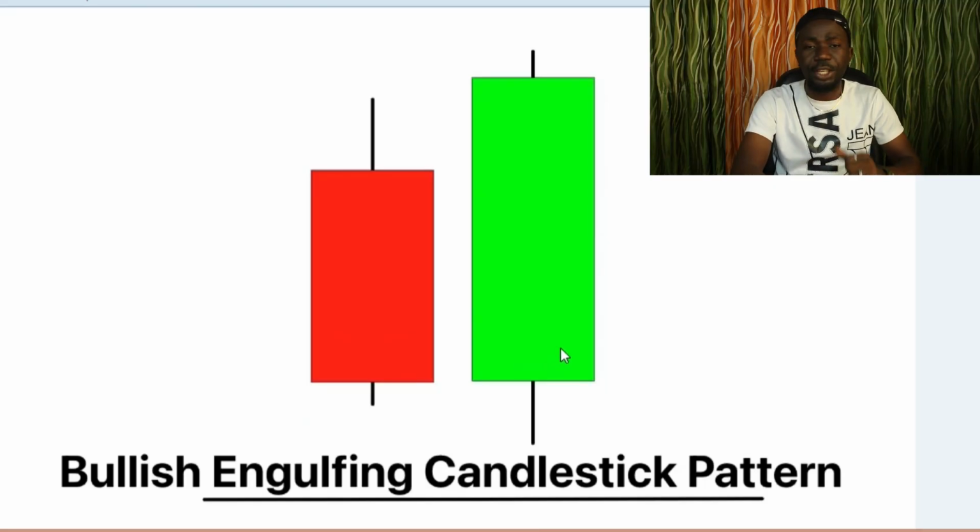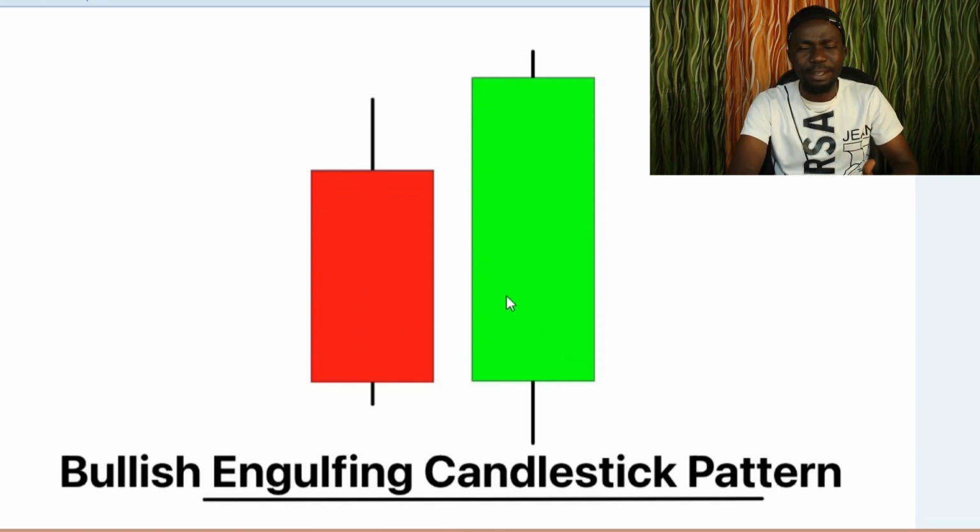Another candlestick pattern we have is what we call the bullish engulfing pattern. The bullish engulfing pattern is also a bullish reversal candlestick pattern. It tells us that the sellers are not strong in the market. They are not able to push the price down. That is why we have what we call the bullish engulfing pattern. It is a bullish reversal pattern which tells you that the buyers are strong in the market. So if you watch this chart very well, this is what we call the bullish engulfing pattern.